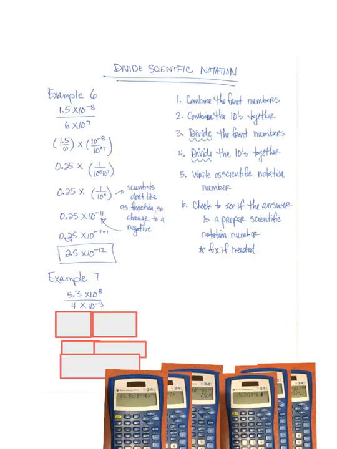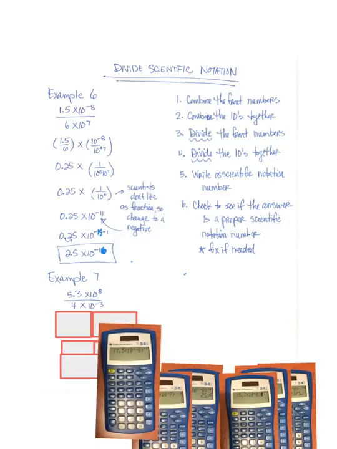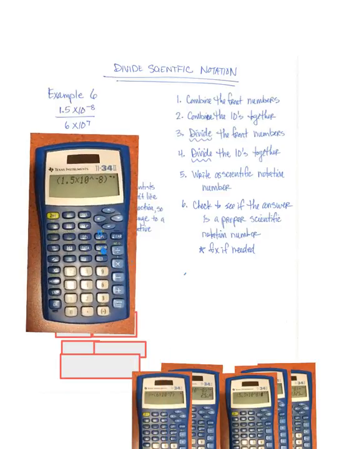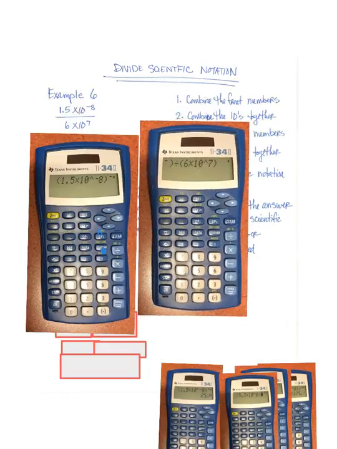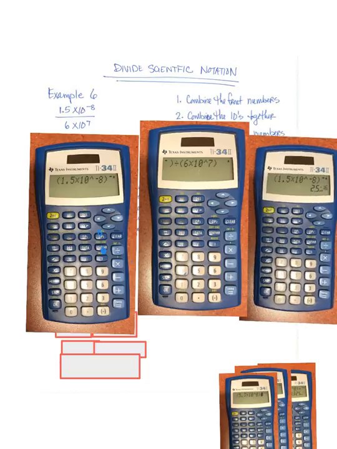And we have 2.5 times 10 to that. Our number was wrong in the first place. It should actually be negative 15 minus 1, which is negative 16. That's our final answer. So let's put it into our calculator: 1.5 times 10 to the negative 8 divided by 6 times 10 to the 7th. The final answer is 2.5 times 10 to the negative 16, which we got before when we did it by hand.